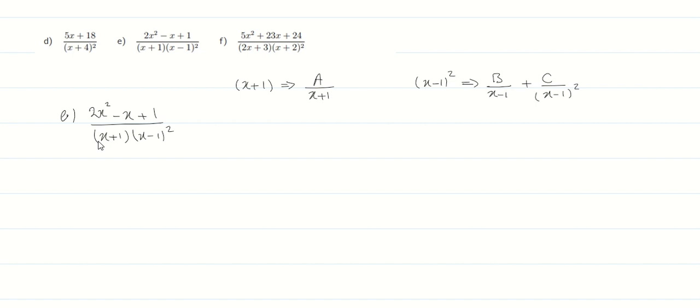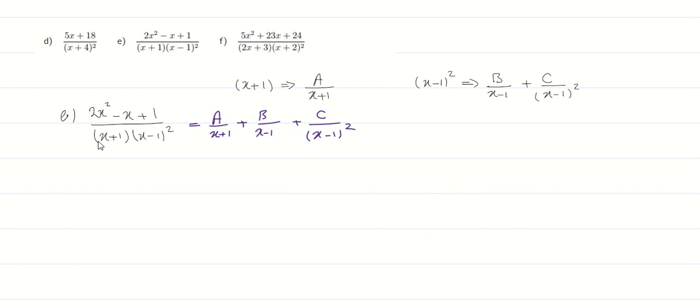Now what you have to do is combine these terms that each of these factors gives us in order to formulate the final partial fractions. So we can say this expression is equal to a over x plus 1 plus b over x minus 1 plus c over x minus 1 squared. And now we have to find the a, b, and c values.